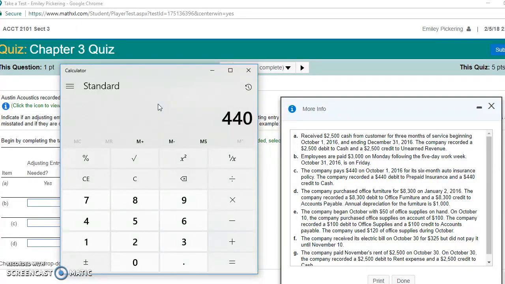So what I'm going to do is take the $440 and divide it by my 6-month policy. So we're paying $73.33 per month. So to make that entry, I'm going to go ahead and lower my prepaid insurance, which is an asset, and also lower my equity with insurance expense by $73.33.